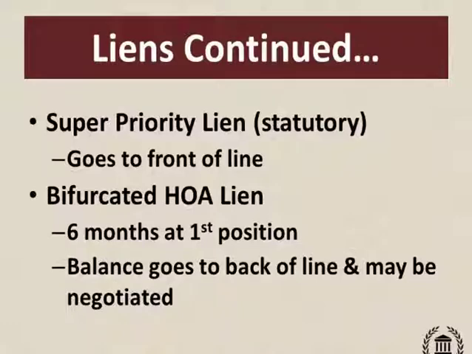So in Colorado, we have what's called bifurcated HOA liens. There you go. There's another $50 legal word. You're getting your money's worth. Bifurcated means half of it. So let's say a year of dues is owed. Half would go to the front, half would go to the back.